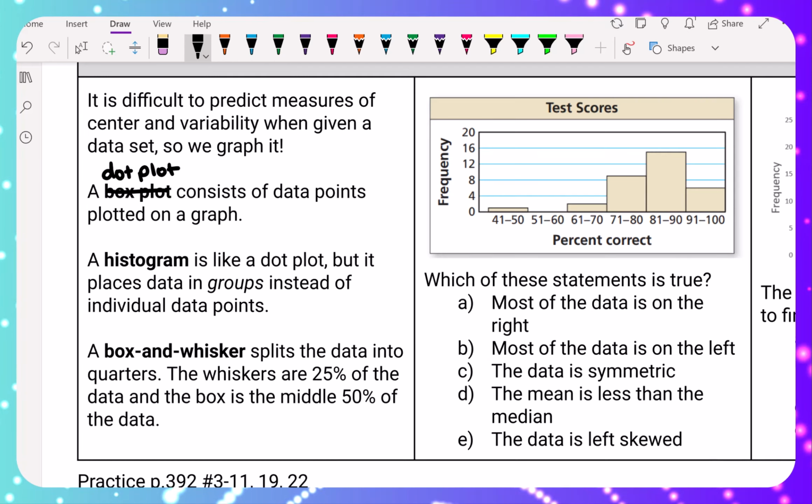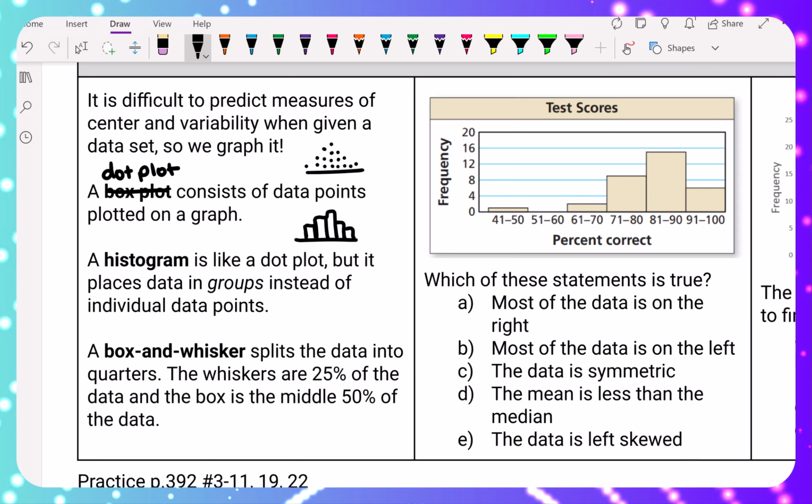Lots of mistakes, sorry. Okay, so a dot plot consists of data points plotted on a graph. So it's going to look something like this. Like that. So that would be kind of like symmetric data. Now, a histogram is very much the same as this, except you have categories, and it's going to look like a bar graph. It's not a bar graph, but it's going to look similar to that.